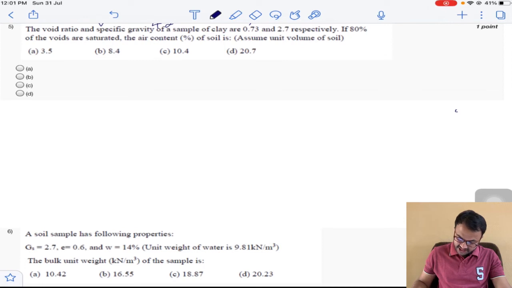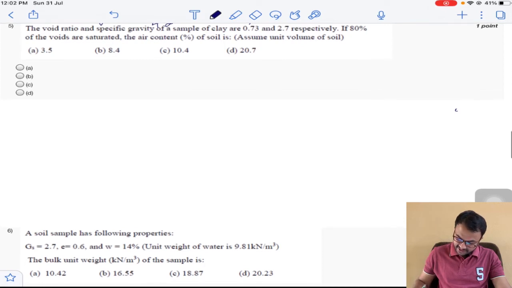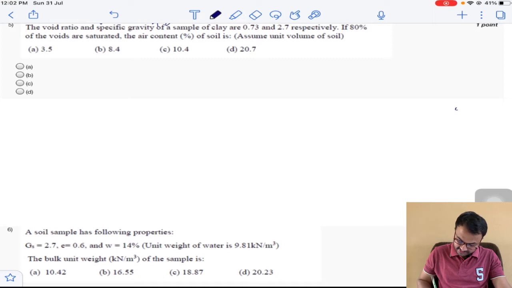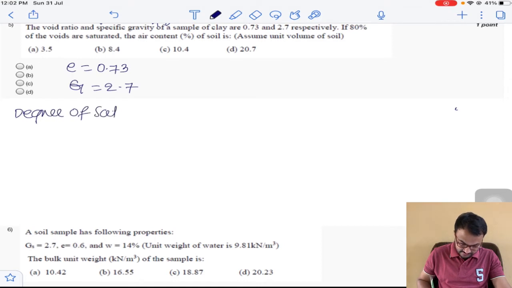The void ratio and specific gravity of a sample of clay are given. So he has given void ratio e is equal to 0.73 and specific gravity G is equal to 2.7. If 80% of the voids are saturated, that is, he has given degree of saturation S equal to 80%, that I am taking as 0.8.